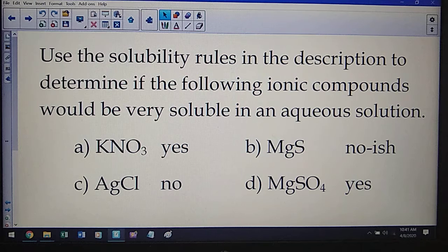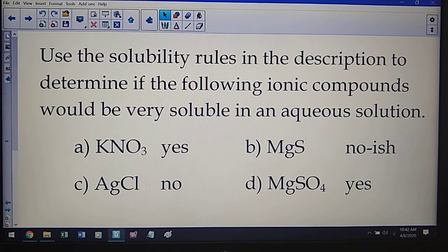Well, if we look at the solubility guidelines down below, we'll see that compounds that have potassium ions or nitrate ions, rules 1 and 2, would probably be soluble. So A is yes. B, magnesium sulfide. I believe this is rule number 6. That's not exactly soluble. It is slightly soluble, but I did say in the question very soluble. So this would be no-ish. It would be a little bit dissolved, but not a huge amount.